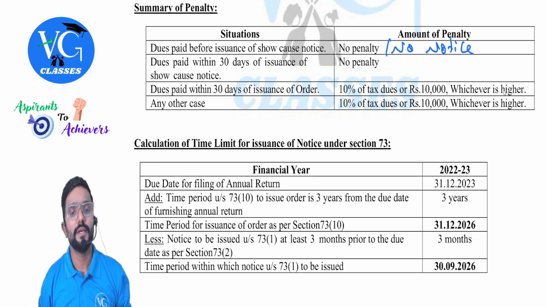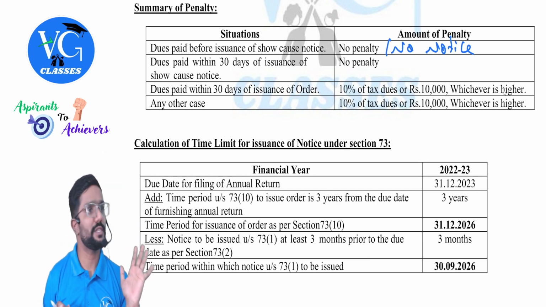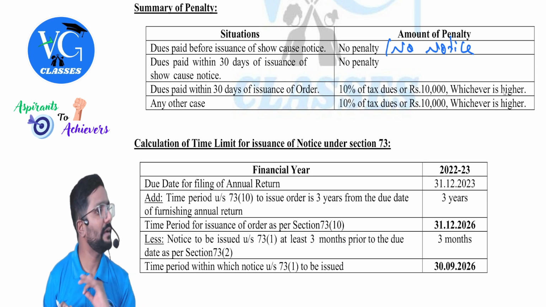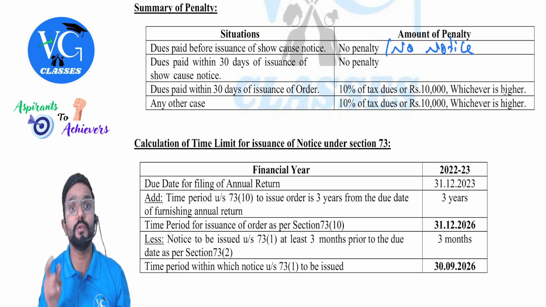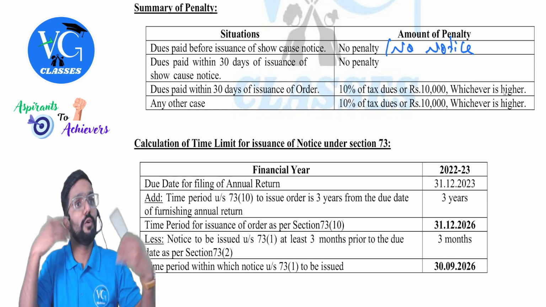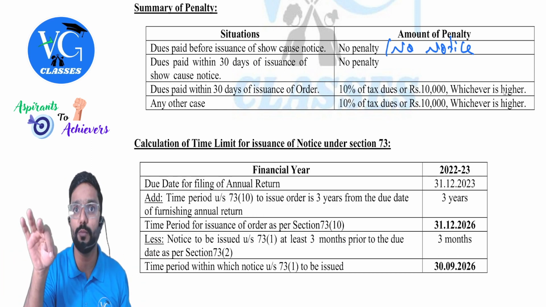Okay, sir. Next, notice is issued, but payment is made within 30 days of receiving notice. In that case, no penalty, huh? No. But see, I am telling no penalty. Don't think that no payment. Tax plus interest has to be paid.